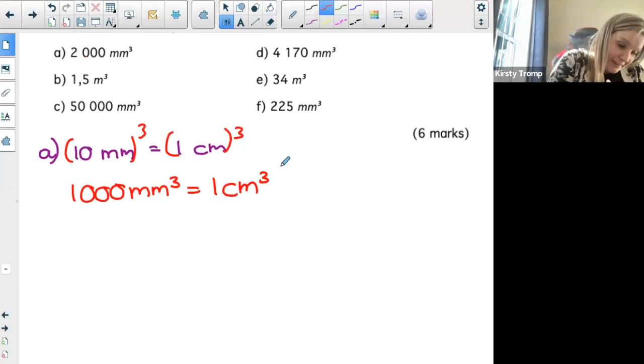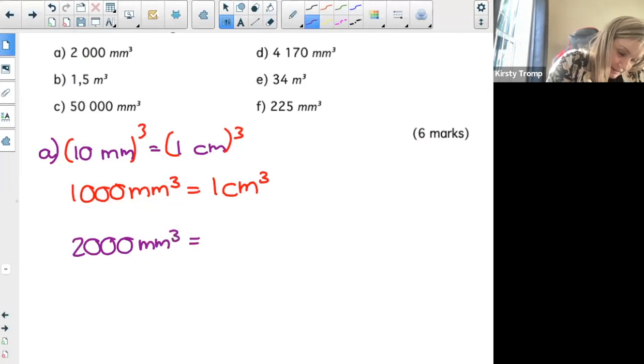So for A, 2,000 millimeters cubed equals 2 centimeters cubed.